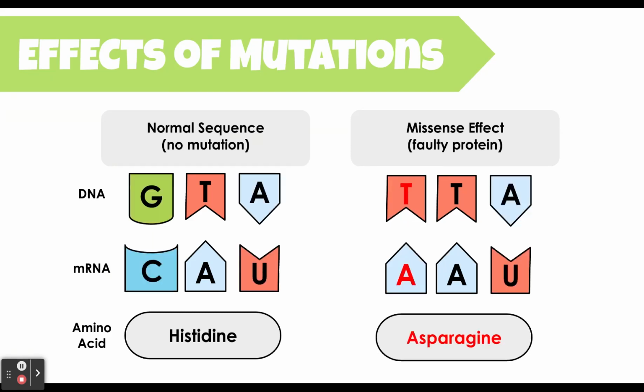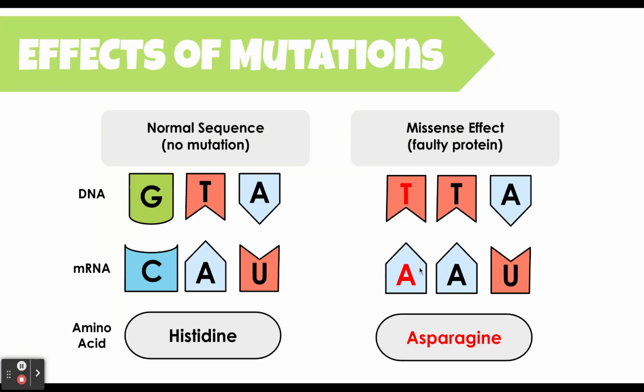And then the last type of mutation is called a missense mutation, where the protein is completely faulty. It doesn't work as it was intended to work. So in this case, the DNA was supposed to be GTA. Well, that G was substituted for a T. And so now the codon, instead of being CAU coding for histidine, is now AAU coding for asparagine, which in this case, means we are now adding the wrong amino acid. So this is where the protein is now not going to work correctly because the wrong amino acids are being added. So that makes it an entirely different protein.